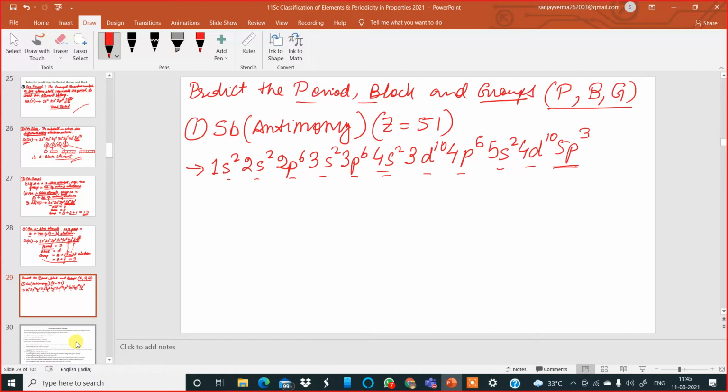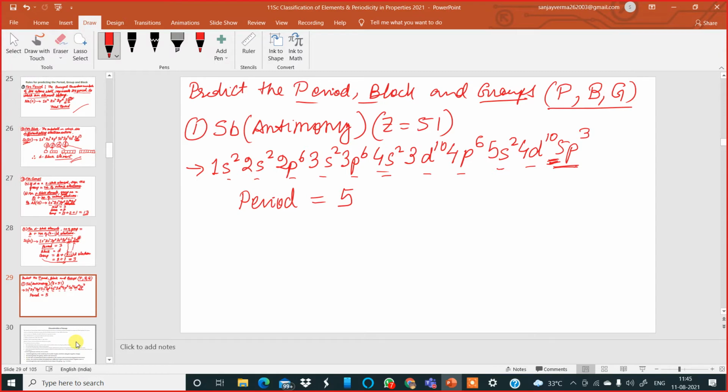Now first get the period. Which period does antimony belong to? It is period 5. See, 5 is there, so I write over here 5.